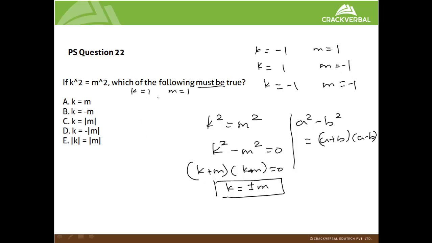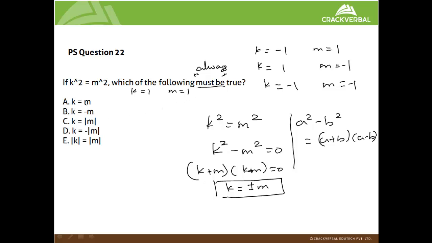Let's try first with k as 1 and m as 1. If k is 1, m has to be 1. Let's check which option matches. It is very important to know what must be means: must be means always true. So we have to check for all the 4 possibilities. If it works for one set, it doesn't mean that it will work always. But if it doesn't work for one set, we can eliminate it, because it has to be always true for all the sets of values.